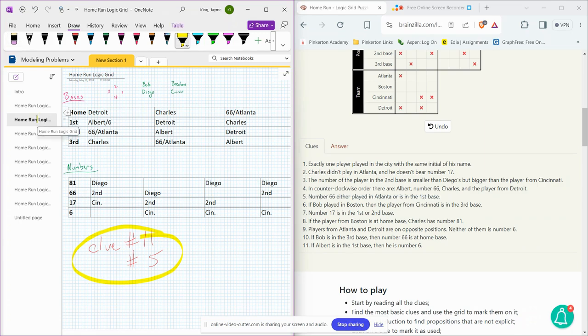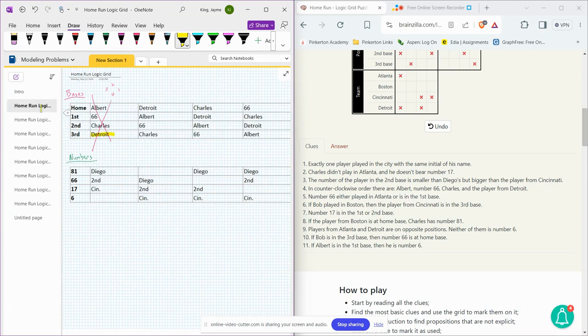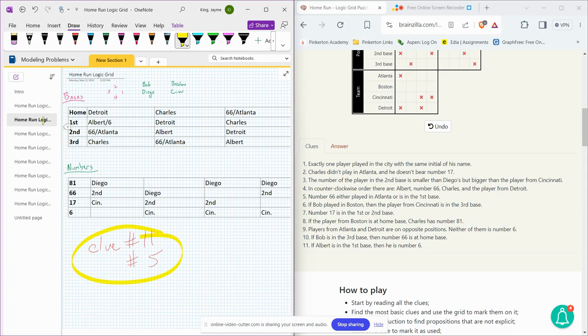In this first case, I have number 6 at first base, so 66 couldn't be there, which means it would have to go with Atlanta. Sorry, let me read clue number 5 again: 66 was either Atlanta or first base. What's my other contradiction? Oh, right. The only case where 66 was in first was this one that we eliminated. So that means he has to go with Atlanta. So Atlanta has to go with 66.